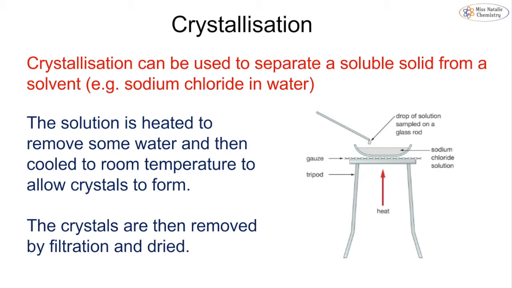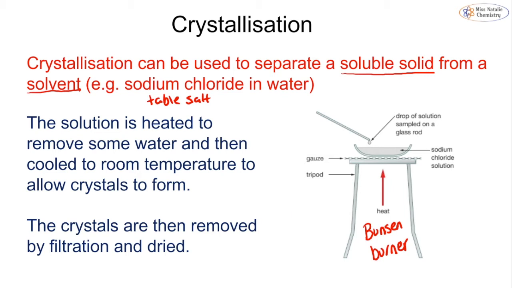The next method that we're going to look at is crystallization. Crystallization this time is used to separate a soluble solid from a solvent. The most common example is sodium chloride, or table salt, from water. Again, this is a very common experiment that you may do with your teacher. You have this set up as shown in the diagram. You have a tripod stand with some sort of heat source, usually a Bunsen burner. You have a dish with your sodium chloride in it, placed on top of some gauze or some wire just to make sure it doesn't fall through the tripod.